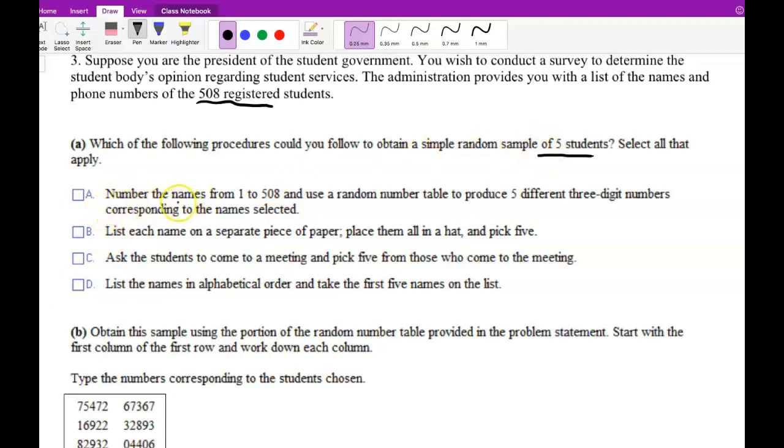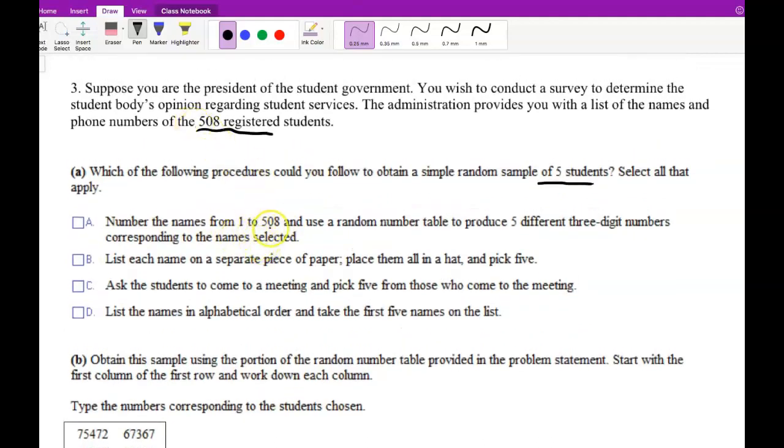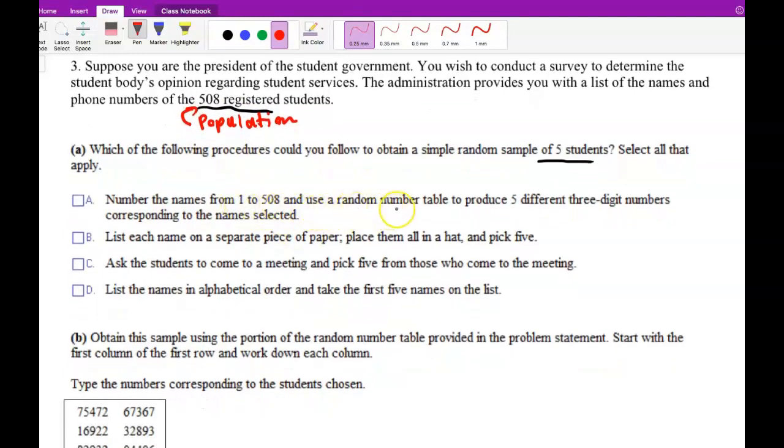Okay, the first one, number the names from 1 to 508. So we're gonna have all these numbers up to 508 because our population is that number. Let's write that is population. Use all these numbers and use a random number table, exactly what we did on the previous page, to produce 5 different 3 digits numbers. Why 3 digits? Because this number up to 508, this is 3 digits. That's why we have 3-digit numbers.